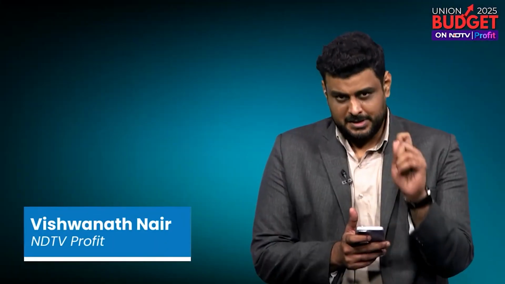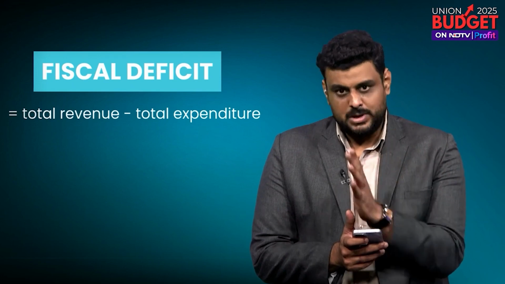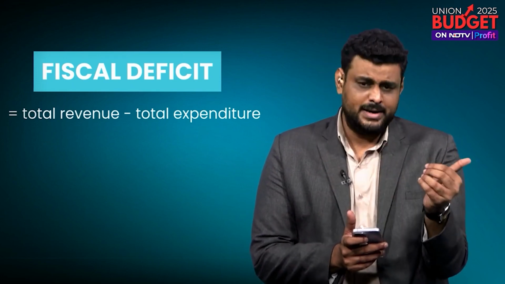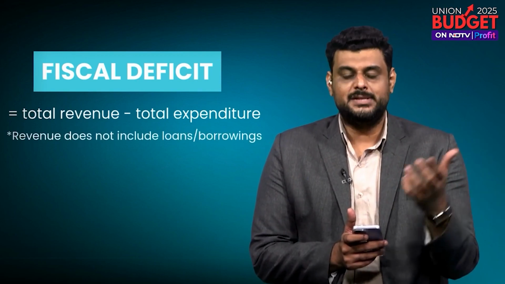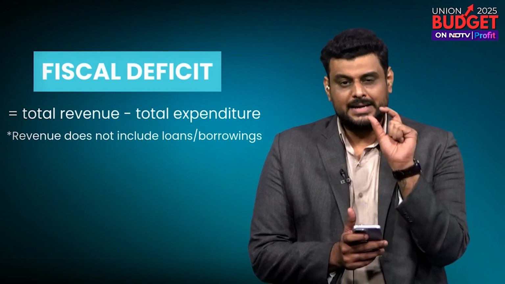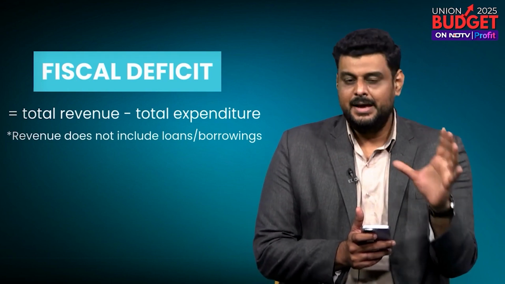The first of the definitions is of fiscal deficit. What exactly is fiscal deficit? Well, essentially, it is the total revenue of the government minus the total expenditure of the government. Now, when you're looking at revenue, you cannot, for example, look at loans or borrowings by the government. You have to look at the clear number of how much the government is earning through various activities. Similarly, on the expenditure side, you will look at the various areas in which the government is spending.